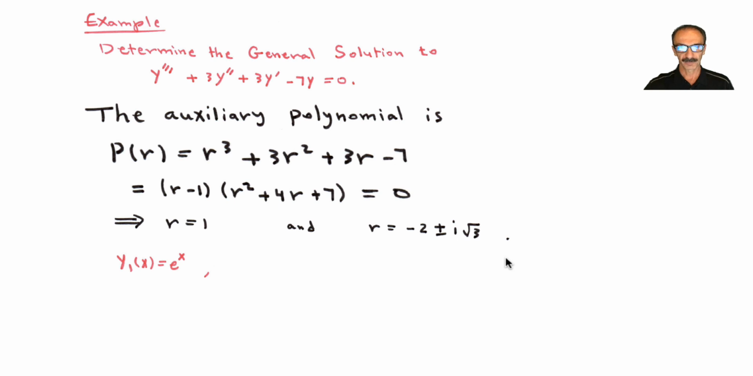Alright? We're going to use cosine. We're going to use sine. e to the power ax and cosine bx. y2 equals, since this one is called y1, I have to call this one y2, e to the power minus 2x, that's my a, and that's my b right there. y3 will be exactly the same, except instead of cosine, sine.